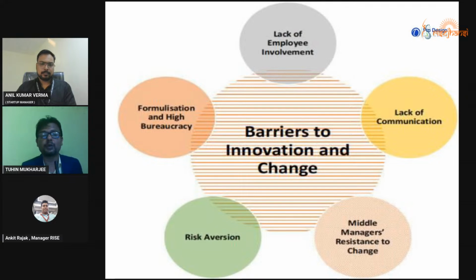And design thinking gives you the flexibility to think in a different direction, in a fresh way, and you need to go to the root of the problem. It is not that design thinking allows you to do something out of the way. Nothing can happen out of the way. It will happen in the way, in a different way only. But there are barriers. The barriers are of different kinds. That could be communication barrier, resistance to change, bureaucracy, lack of employee involvement.